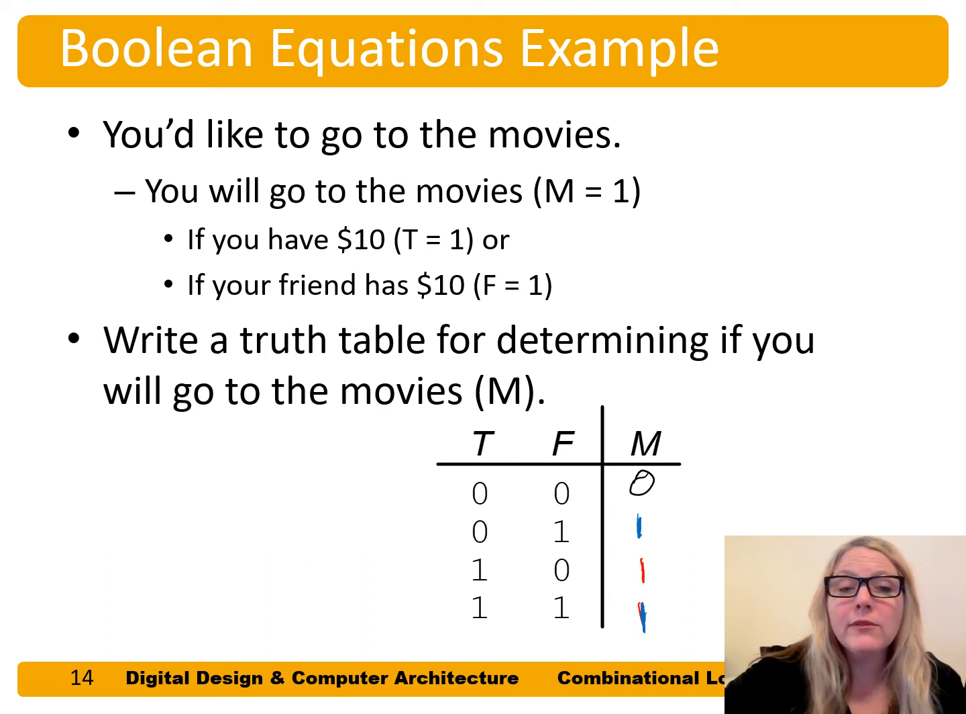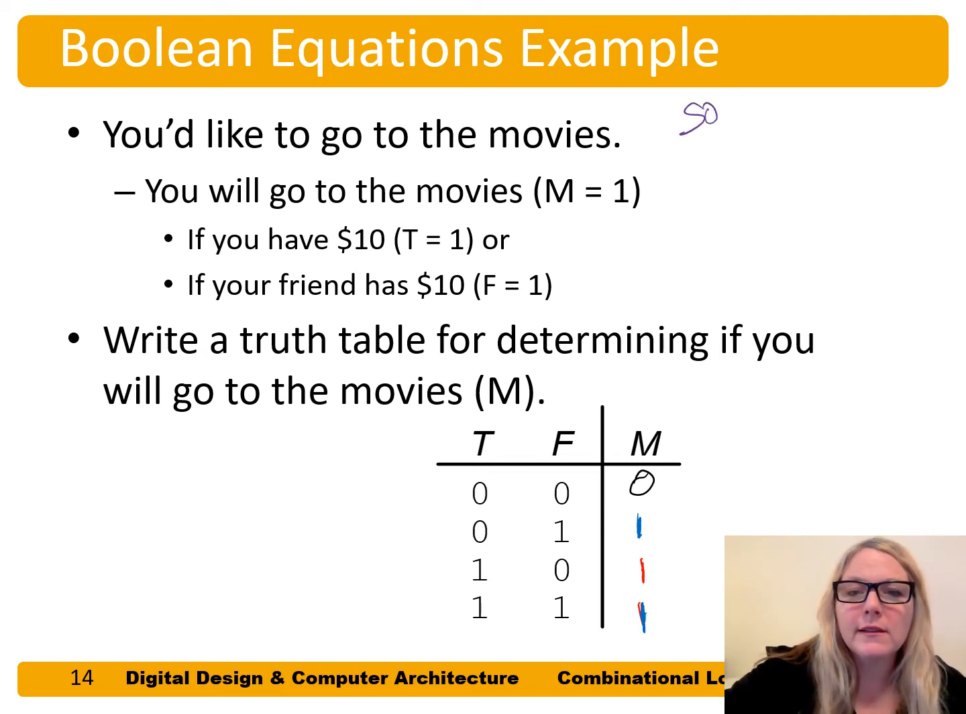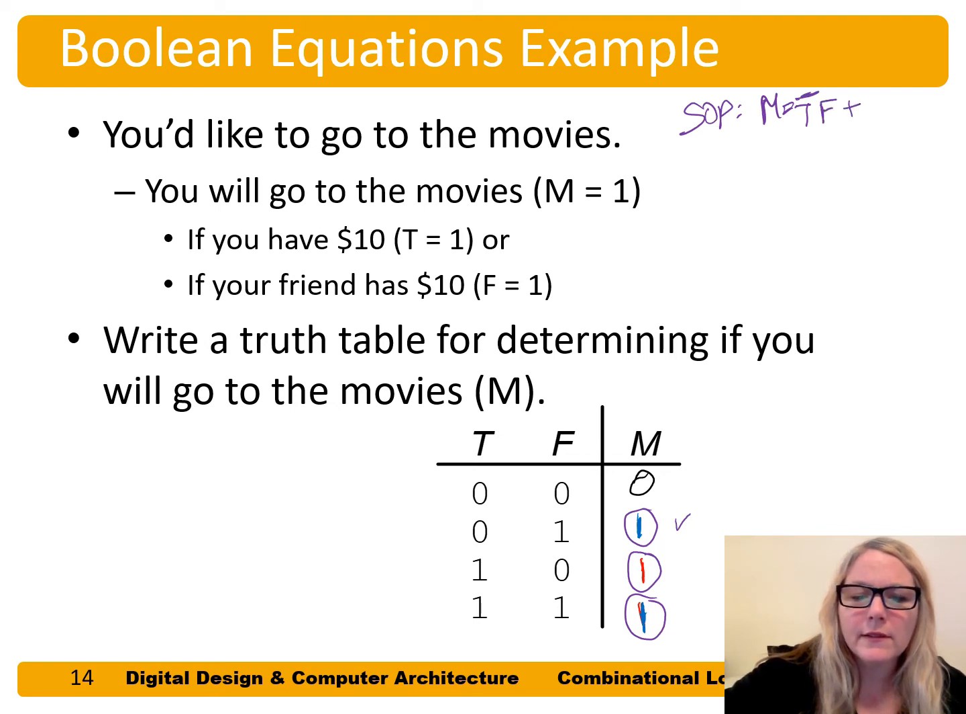And so now we can write an SOP form of the equation. Remember, we're going to force the ones for SOP equations. So SOP, sum of product form. We're going to look at the ones here. And we're going to get a minterm of this first one. So M equals T bar F, or the next term, T and F bar, or the last term, T and F. And so now we have our sum of products form of the equation.